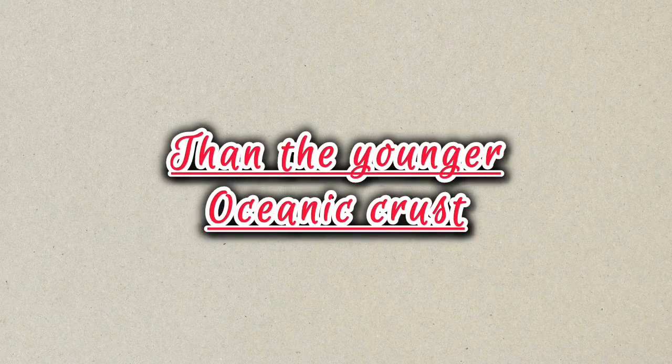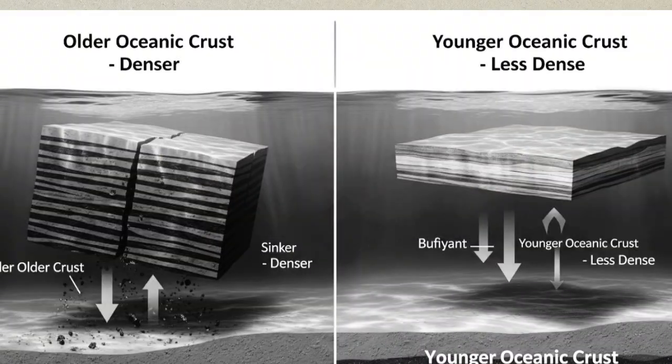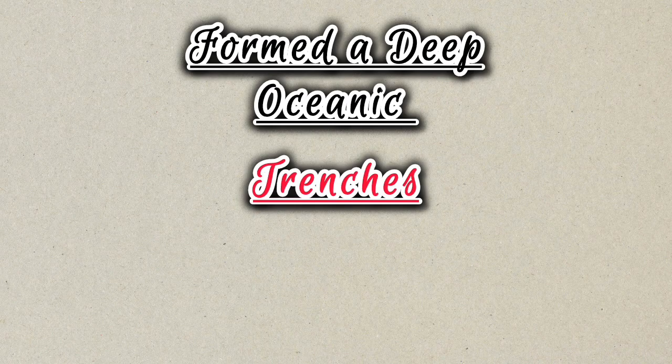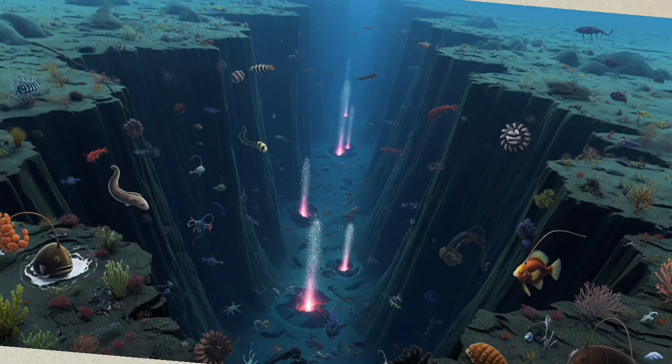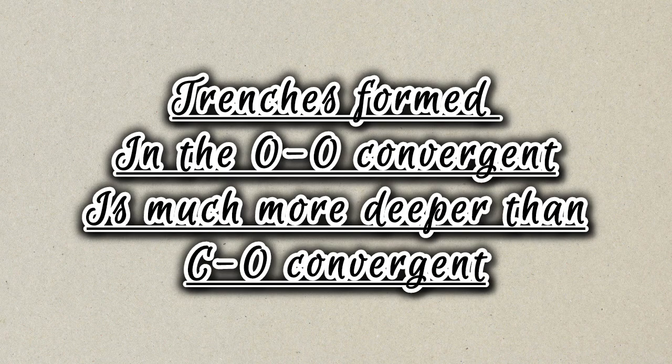So, how are we going to determine which oceanic plate is denser than the other? If you remember the seafloor spreading theory, then you definitely know that the older plate is much denser than the younger plate. So, apply that concept here. The older, denser plate subducts under the younger and less dense plate and creates a zone of subduction. It also forms deep oceanic trenches along the boundaries.